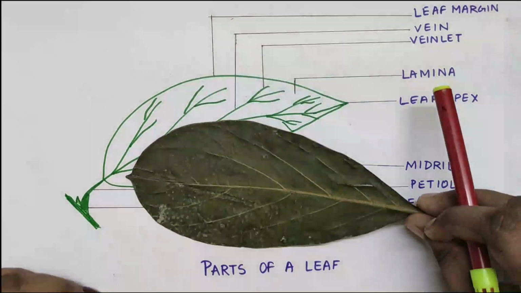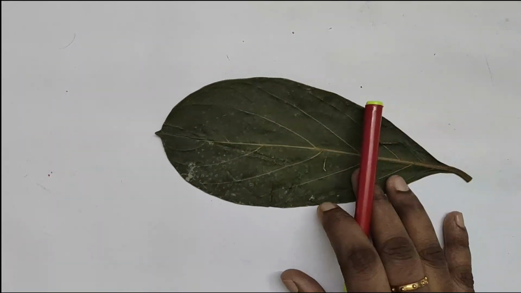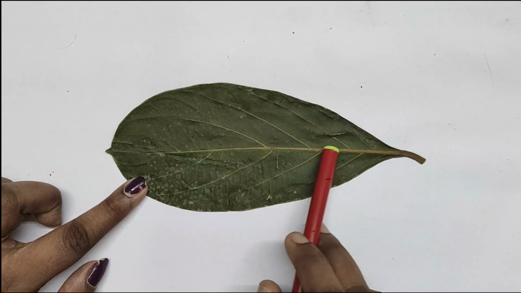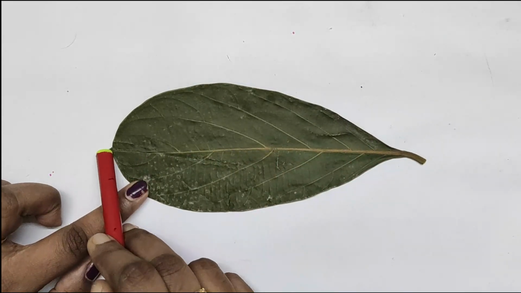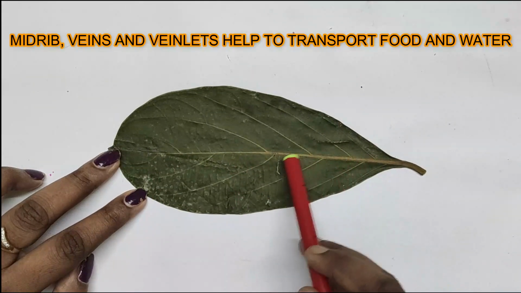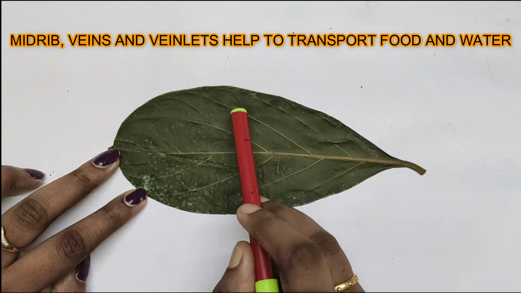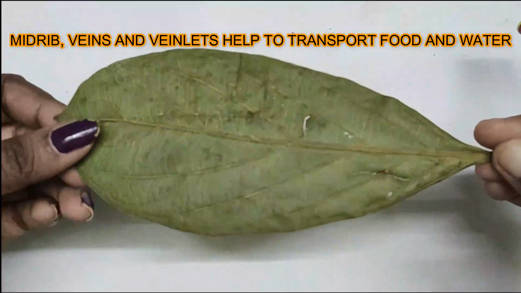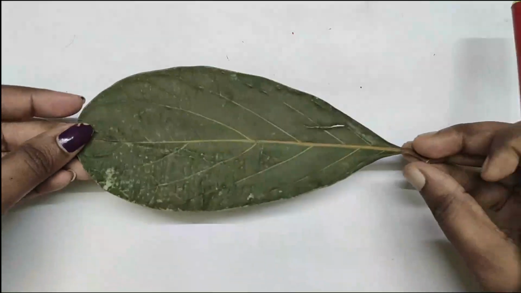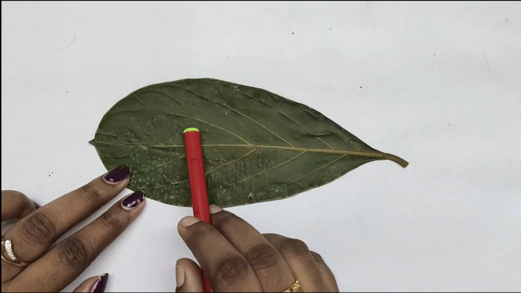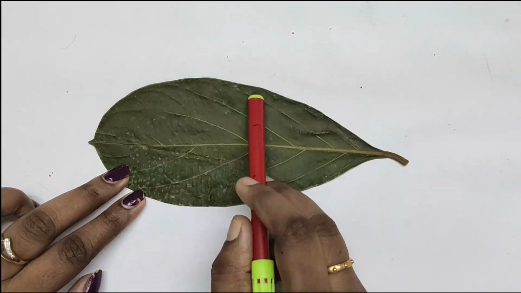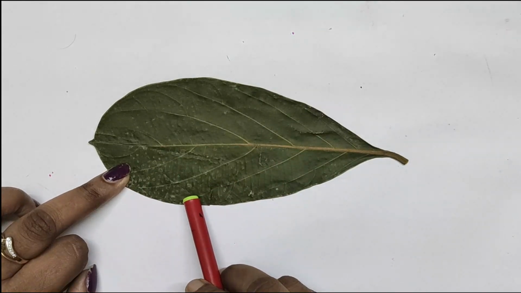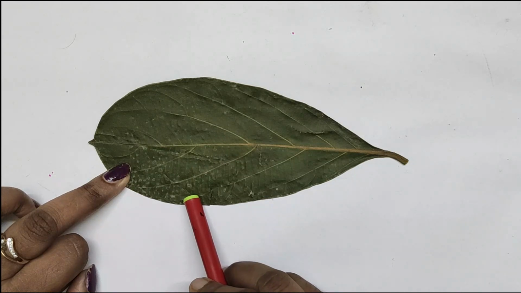If we see these parts in a normal leaf, this is the petiole of the leaf. This is the midrib extending up to the tip. You can see the veins, and even the veinlets are there. If you carefully observe them, you can see the veins. On this dried leaf you can see the lamina, the green part, which generally contains the chlorophyll, and that helps in the process of photosynthesis.